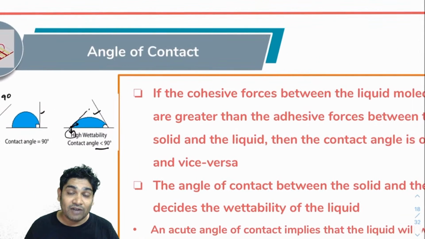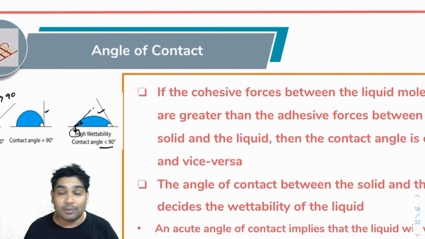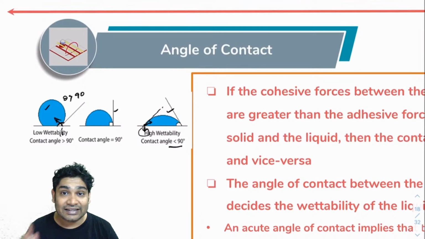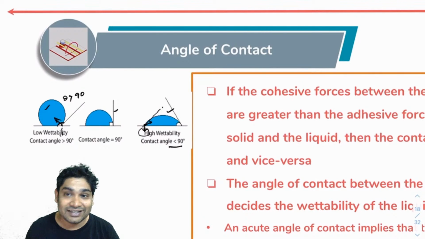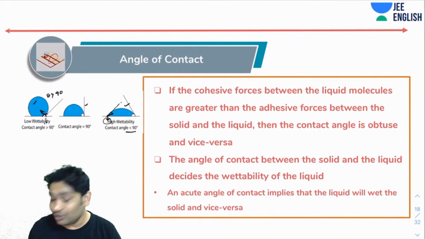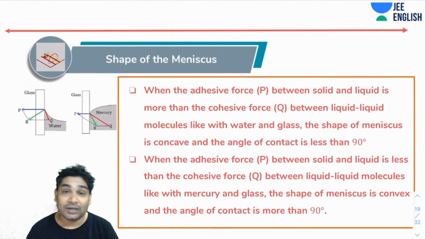So any liquid will wet a solid if the contact angle between the liquid and the solid is less than 90. On the other hand, if the contact angle between the liquid and the solid is greater than 90, then such a liquid will not wet the solid. Okay, so which is explained here also.